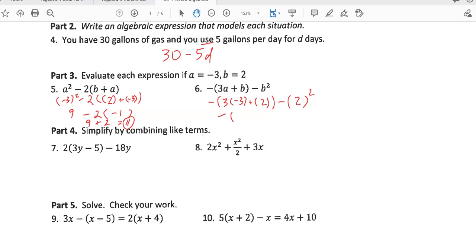So this would be -9 plus 2 is -7. Minus, and then 2 squared is 4. The minus is not being squared there. So that would be +7 minus 4, which is 3.